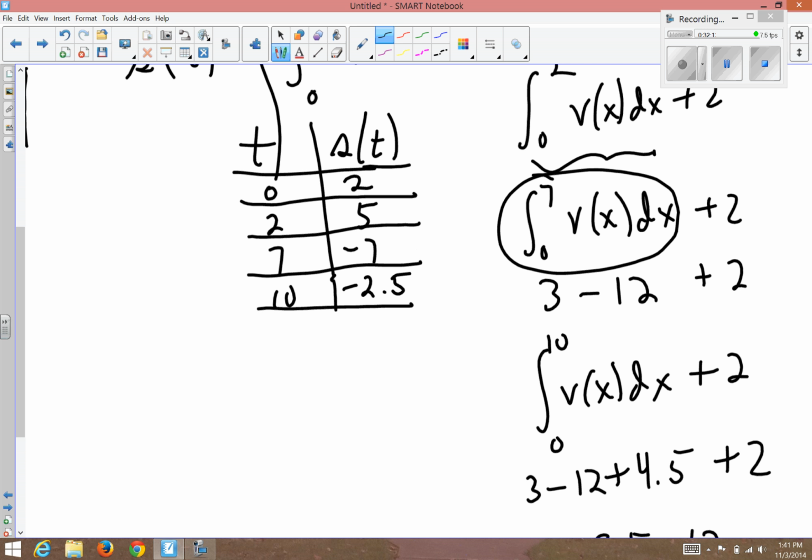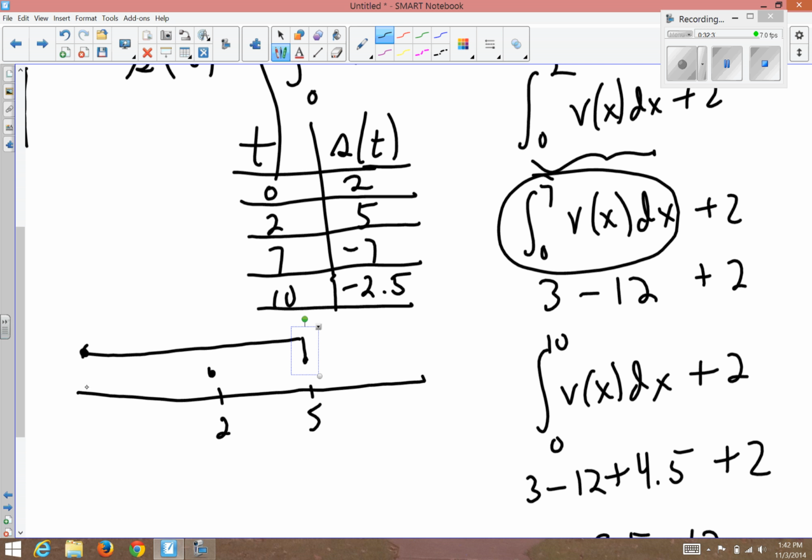All right, so this is enough information for me to do this. Here's the x-axis that a particle is moving along. At the beginning of time, time 0, its position is 2. Then it moves to 5. Then from there it moves to negative 7, which is way over here somewhere. And then from negative 7 it moves to negative 2.5.